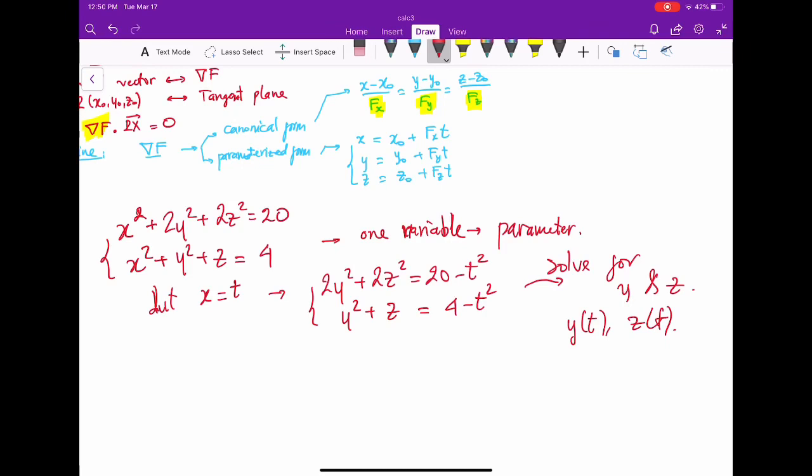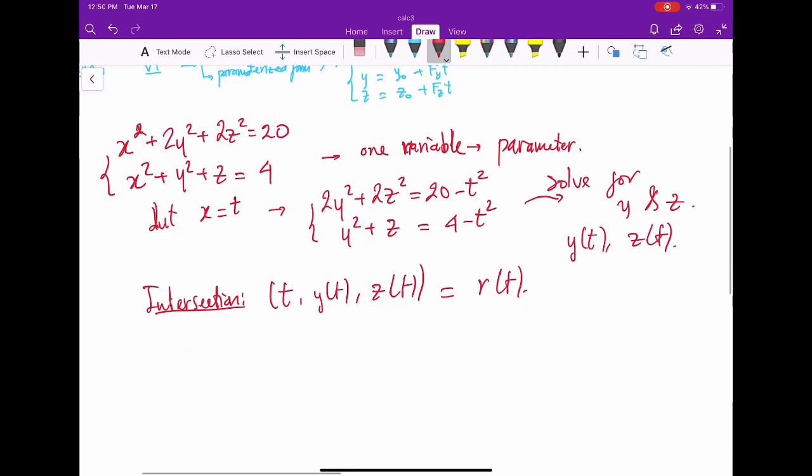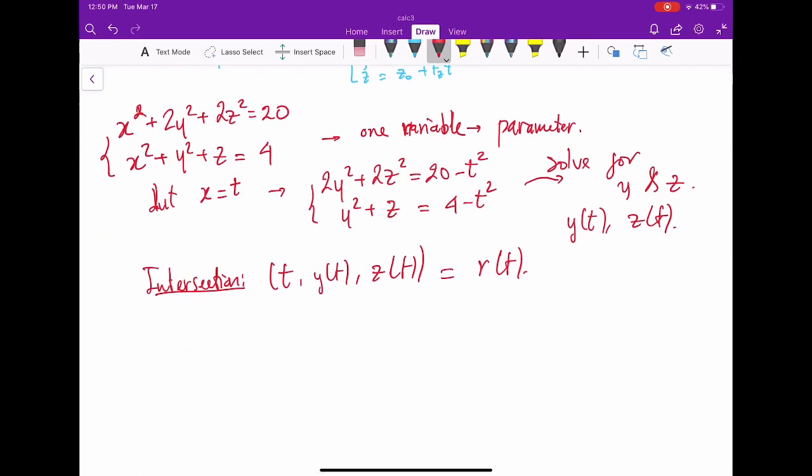Makes sense? And then you can express your intersection as a function of t. So I can write here, intersection means the curve. Intersection is (t, y(t), z(t)). And of course, that is your r(t). And we just come back to the situation of vector functions.